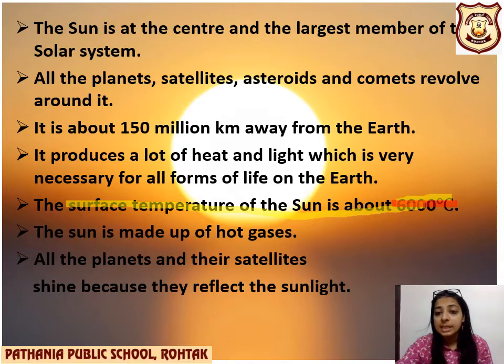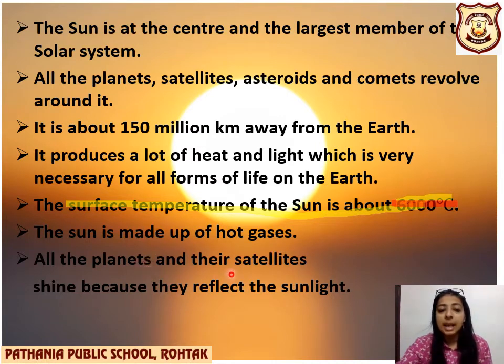6,000 degrees Celsius. What is the temperature of the sun? It is 6,000 degrees Celsius. हमारे यहाँ 40 degrees हो जाता है तो हम AC से बाहर भी नहीं निकलते हैं. तो आप खुद सोचो कि sun का जो temperature है वो कितना ज्यादा होता होगा. The sun is made up of hot gases.